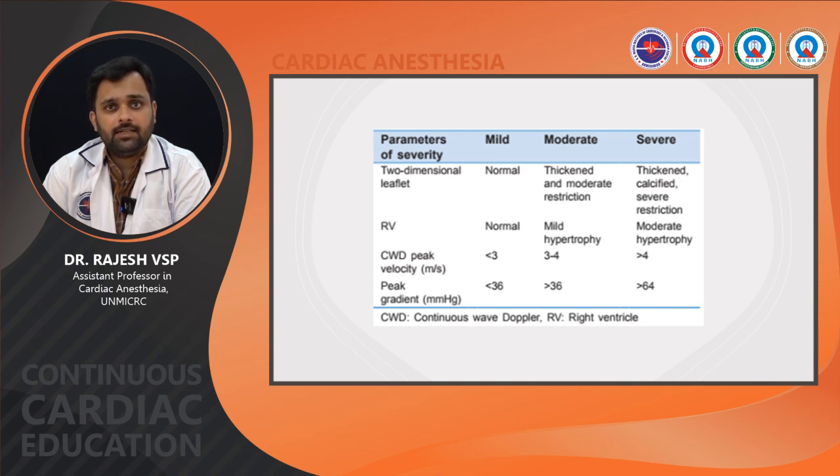If leaflets are thickened and moderately restricted with RV mildly hypertrophied with peak velocity of 3 to 4 and peak gradient of more than 36, it will be moderate, and it will be deemed as severe if leaflets are thickened, calcified, severely restricted, and RV is moderately hypertrophied and peak velocity across RVOT is more than 4 and peak gradient is more than 64.